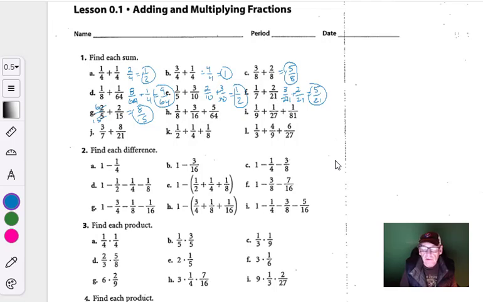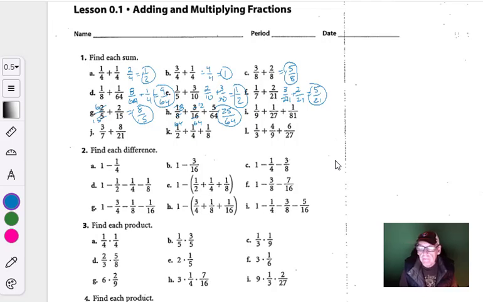Looking at H, we have to go for 64s. So we're going to have 8 over 64 for the first one. Times 4 is going to give us 12 over 64 for the second one. And then we have 5 over 64. So our denominator is going to be 64. And we've got 8 plus 12, which is 20, plus 5 gives us 25. So we get 25 over 64.